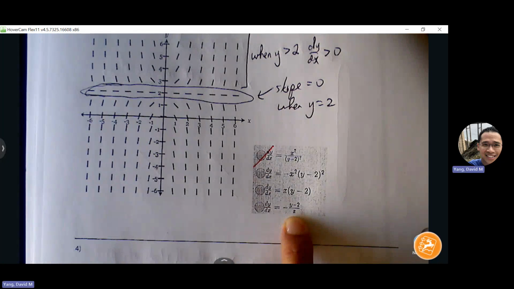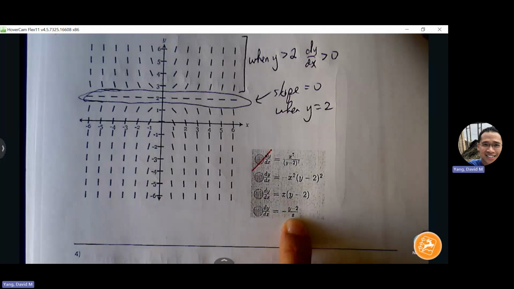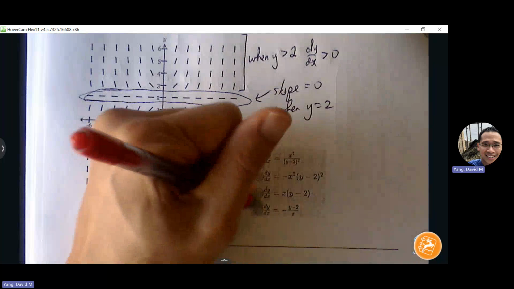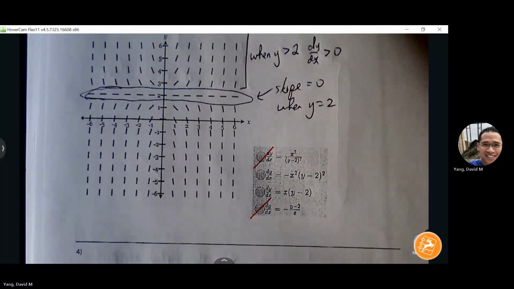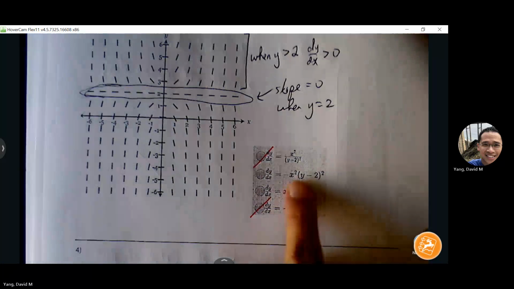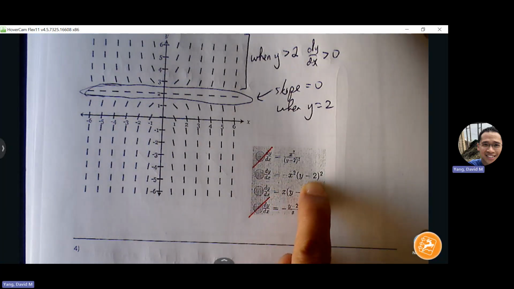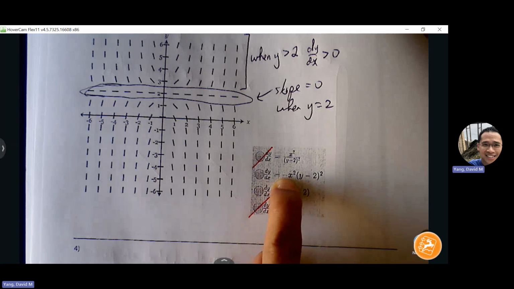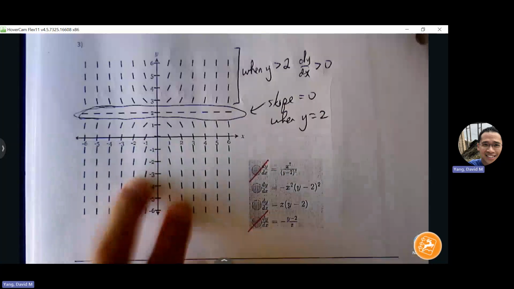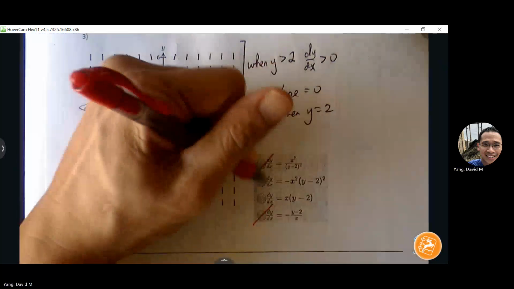Here, if I plug in (2, 6) or (3, 8), this is telling me I'm getting a negative, but all I see is positive here. So this one I know is incorrect because x squared is always positive, (y minus 2) squared is always positive. So that negative in front is going to force this to always be negative, but I see some positive slopes here that is conflicting with this one.